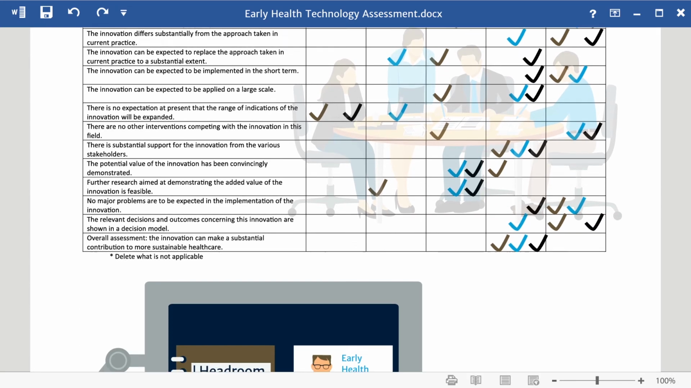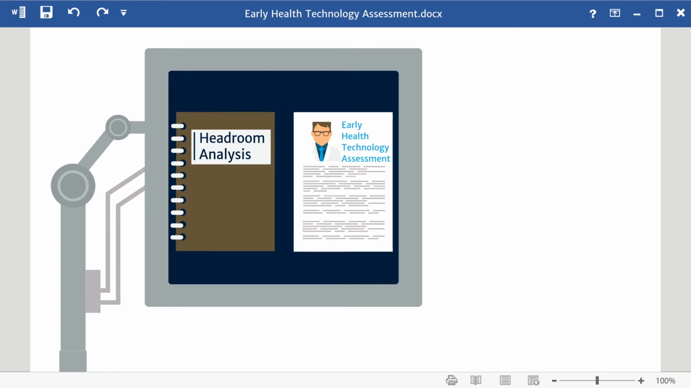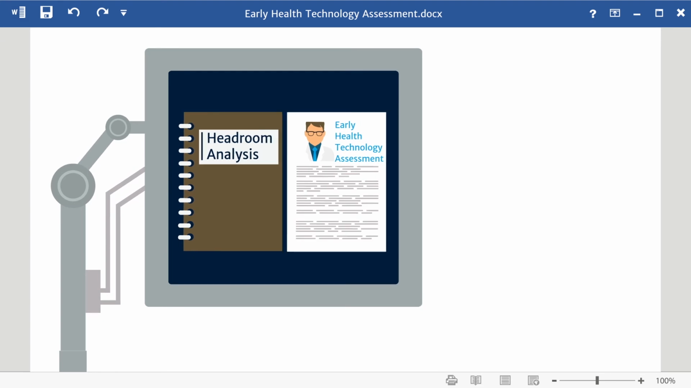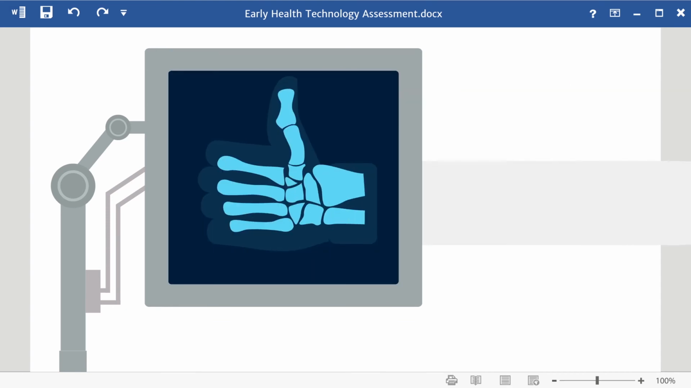The Early Health Technology Assessment form, together with the headroom analysis, are an estimation of the potential impact of your innovation. Based on this, it is possible to determine the extent to which there is support for further investment of knowledge and resources in your innovation.